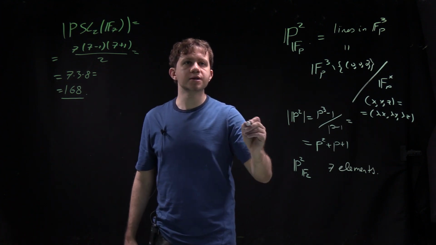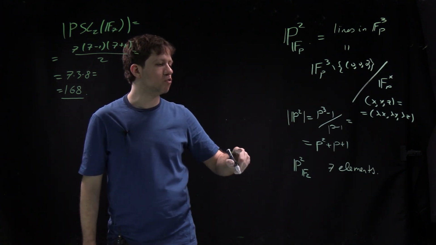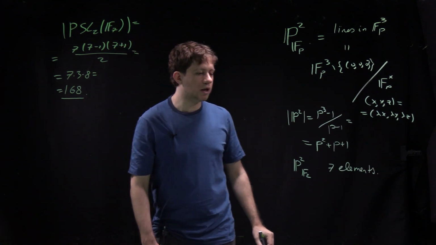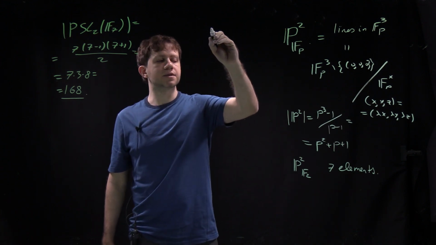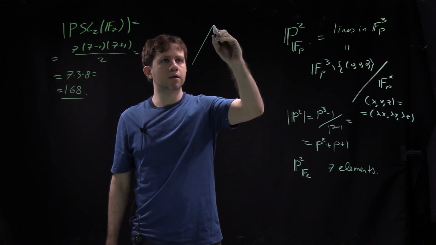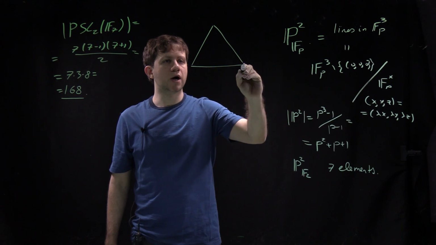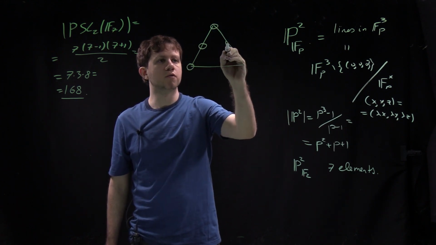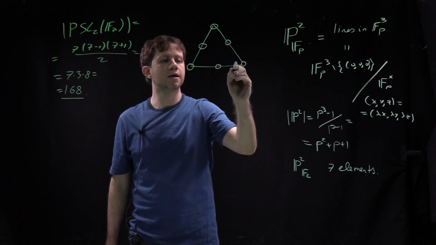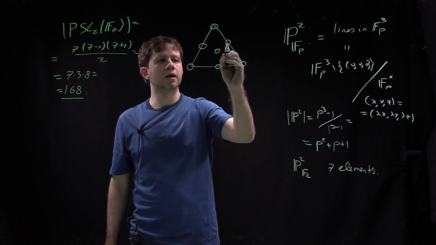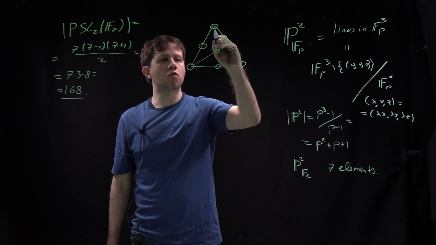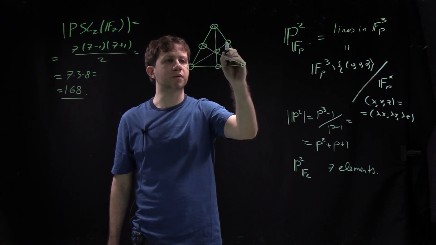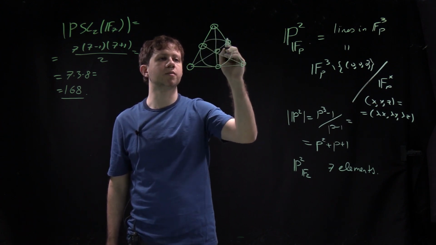So it has 7 elements, and there is a very cool way to draw it. So let me draw it, and the picture is like this. So you take kind of a triangle, and then you have 6 points, 1, 2, 3, 4, 5, 6, and one more here. And now I draw, this is a pure combinatorial picture, don't think of it as an actual real plane.